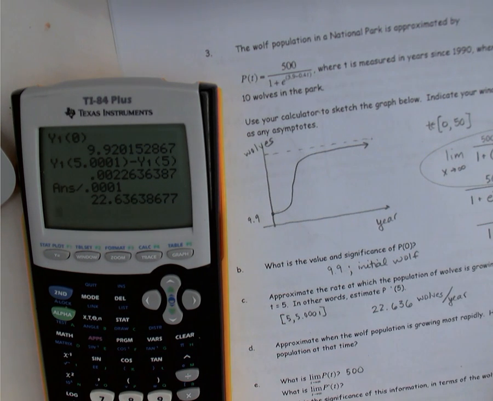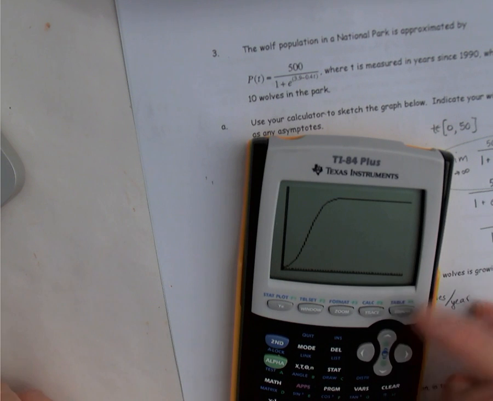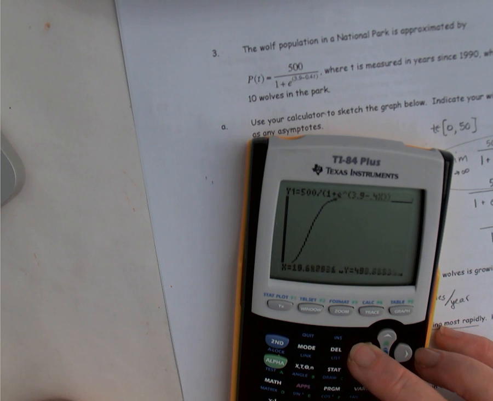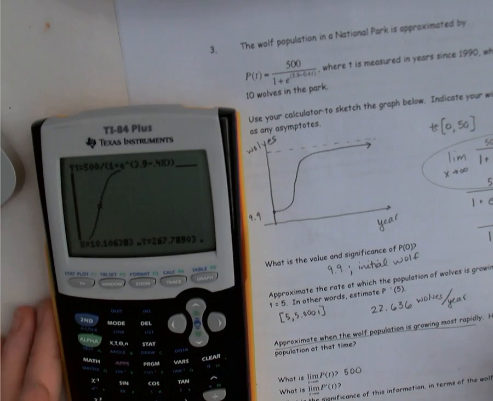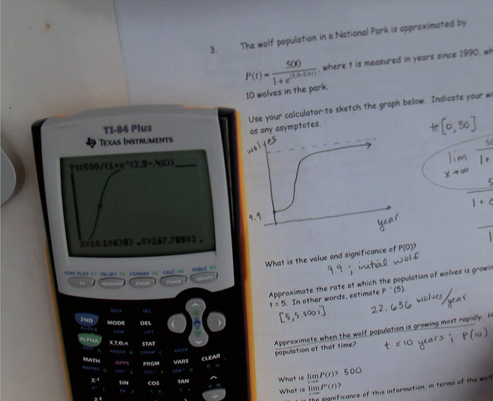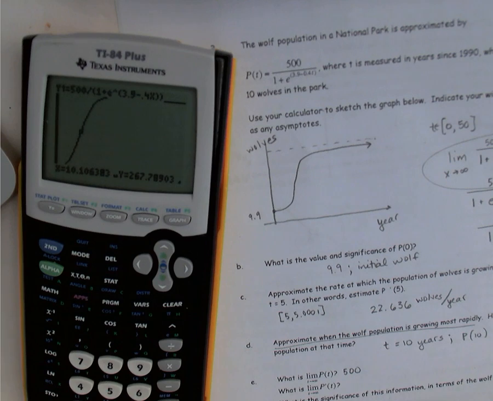T is in years, so this is wolves per year, the rate at which the wolf population is growing. Approximate when the wolf population is growing most rapidly. Well, if we look at the graph, it looks like this is steepest at, eyeballing it, maybe right around there. And so I'm going to say at t equal to 10 years. And eyeballing this, the population was 267.79. Okay, good. I'll let you finish that.